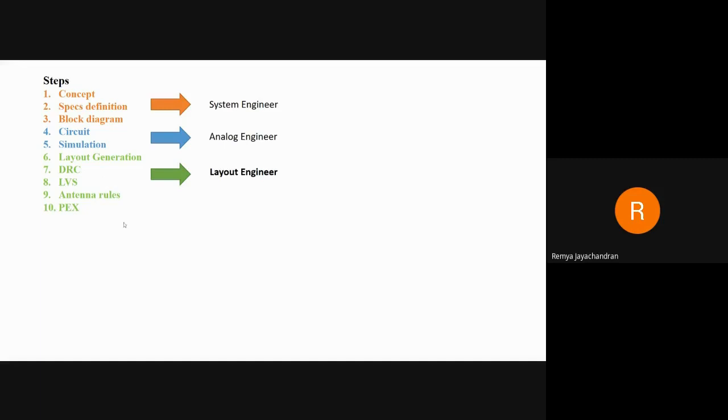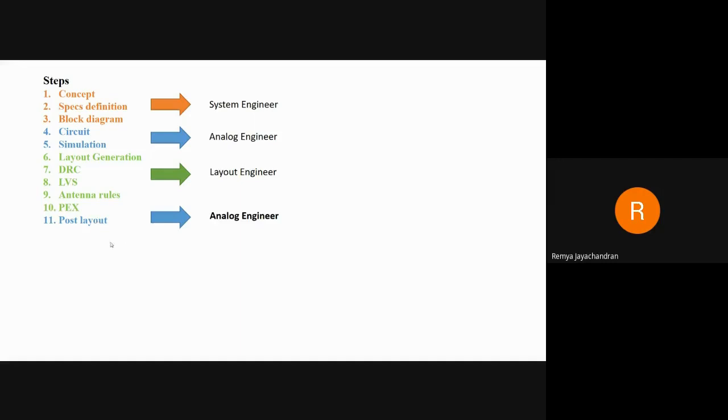If it satisfies all these conditions, that is the DRC check, LVS check, and the antenna rules check, then we can go for the parasitic extraction. That is the parasitic element extraction from this layout. This is the job done by the layout engineer. After this extraction, the layout along with the parasitic extraction file will be given to the analog engineer, and he will do the post layout simulation.